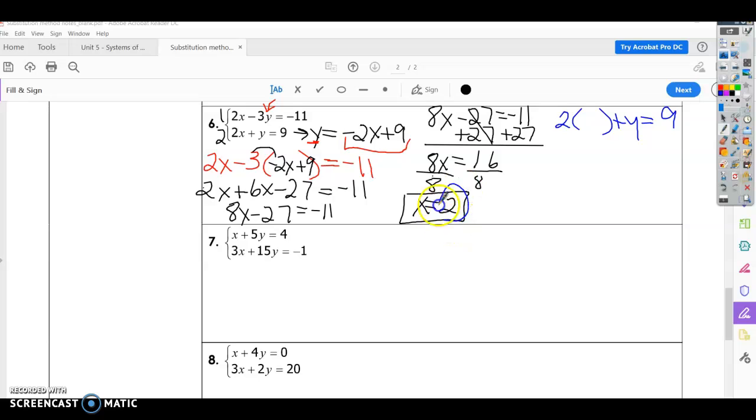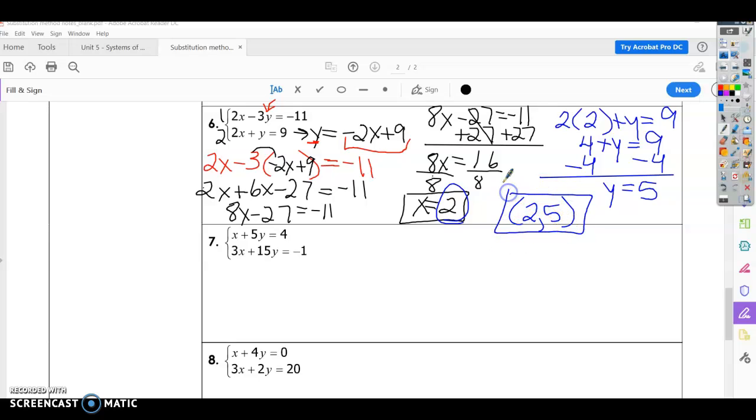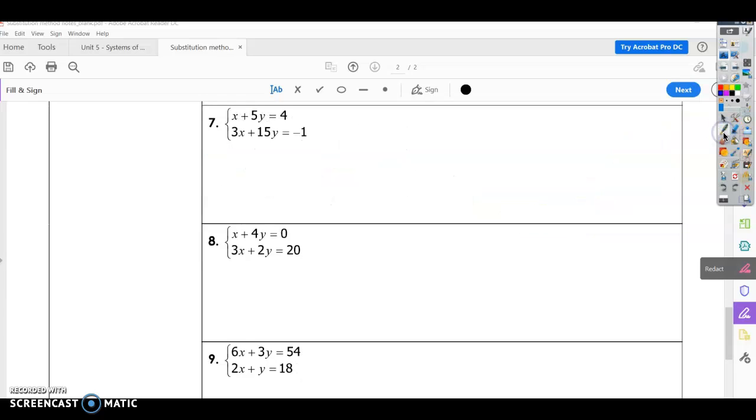And we're going to substitute the 2 that we found for x in here. So 4 plus y equals 9. Subtract 4. y equals 5. So our ordered pair, (2, 5), is our solution. And again, just to save a little bit of time, I'm going to let you guys check this. I've already checked them. All right, moving on to number 7.